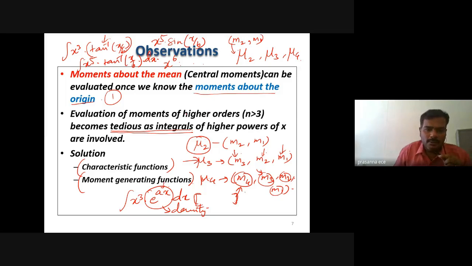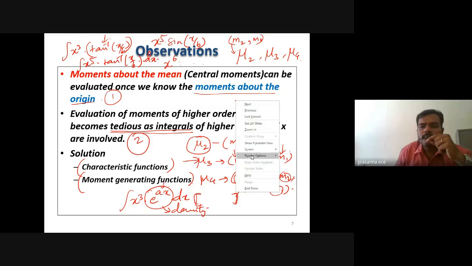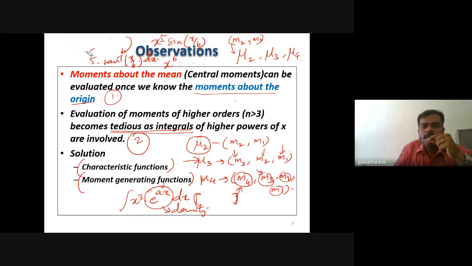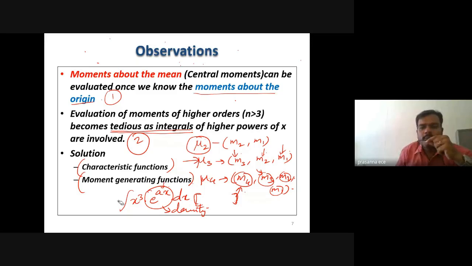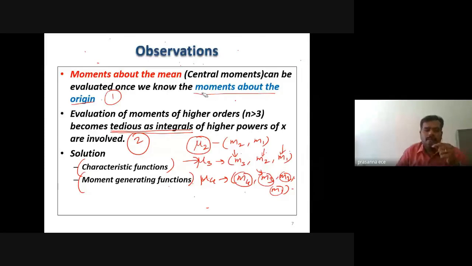What are the two observations that we made here? So this is the second observation. What are the observations from the two examples that we have done? One of you can give an answer. We have done two examples for calculating moments. Our first example was calculation of variance. The second example was calculation of skew. So what were the observations in these two? You already have it here, right?